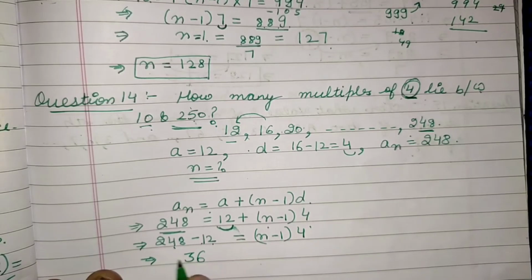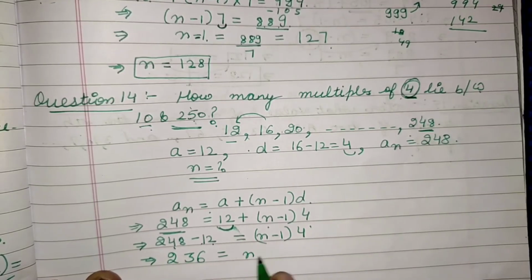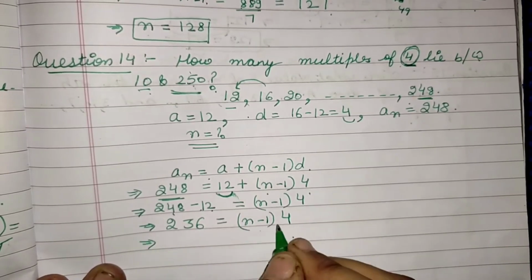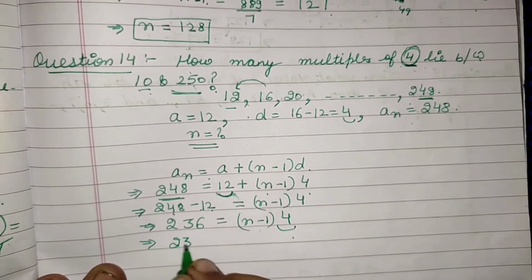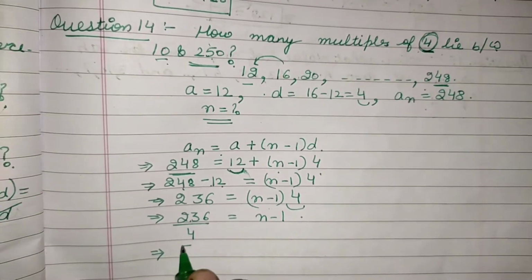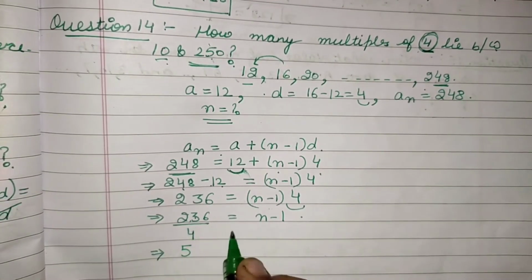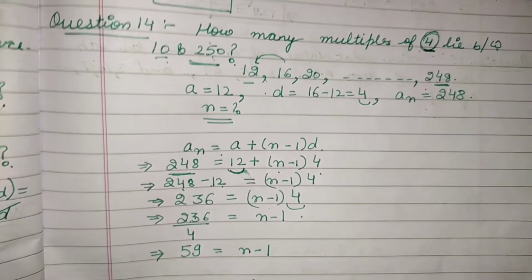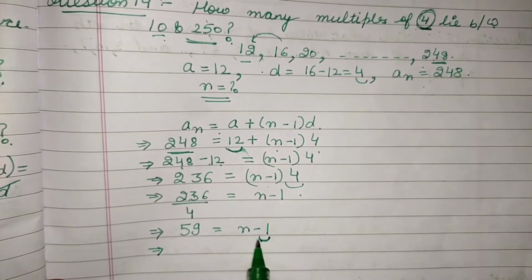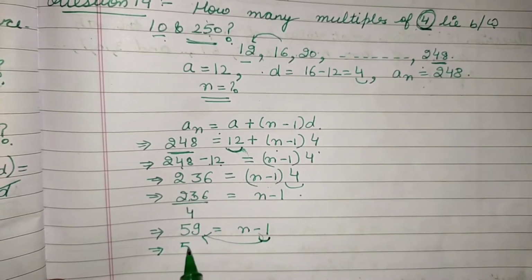So my answer will be 236 is equal to n minus 1 into 4. This 4 is being multiplied here, so it will come to the left hand side and be divided. So your answer will be 4 5 is 20, carry 3, 4 9 is 36, so 59 is equal to n minus 1. So this minus 1 is being subtracted here. When it comes to the left hand side, it will become 59 plus 1 is equal to n.